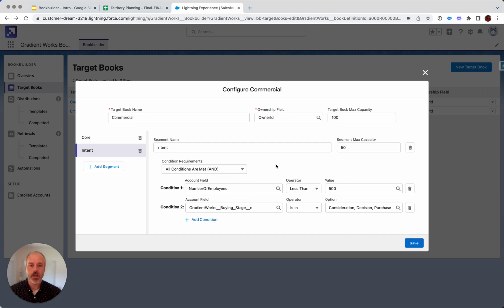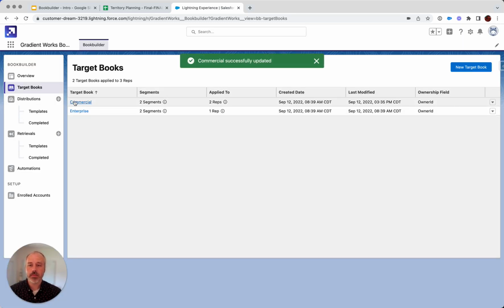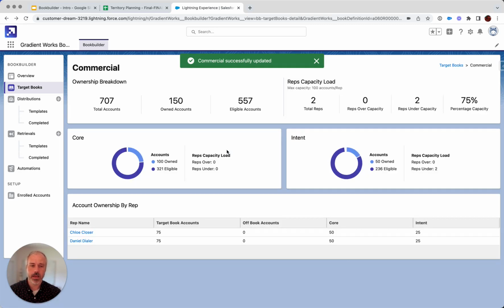So once Ron had this all set up, he's now able to go in and take a look at where everybody stands. So he can see the breakdown of all the accounts that are assigned out to his reps. First of all, he can see there's 707 total accounts, 150 currently owned, and 557 eligible. So he's got a pretty good amount of accounts to distribute in the future.